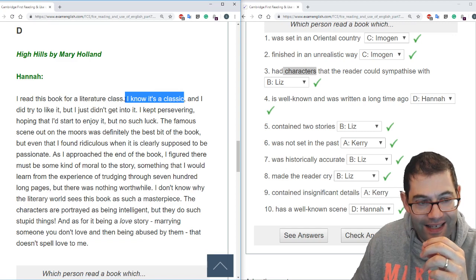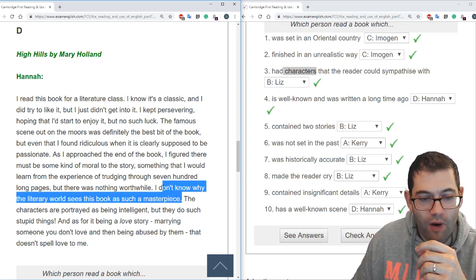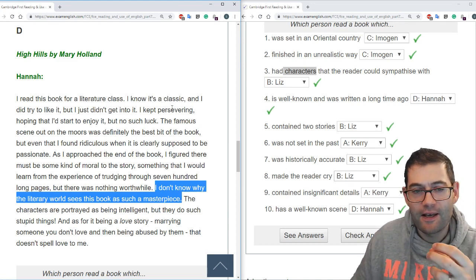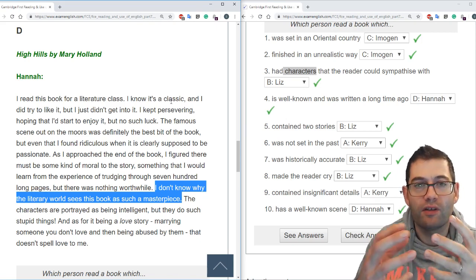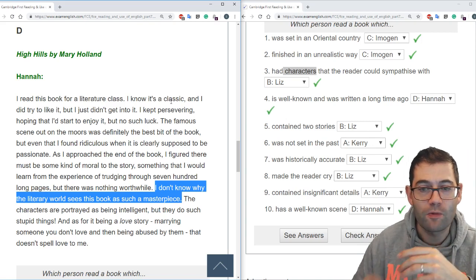I know it's a classic, point number 1. I don't know why the literary world sees this book as such a masterpiece. Masterpieces, classics, suggesting that this book is rather old. And that's why the answer is D for number 4.